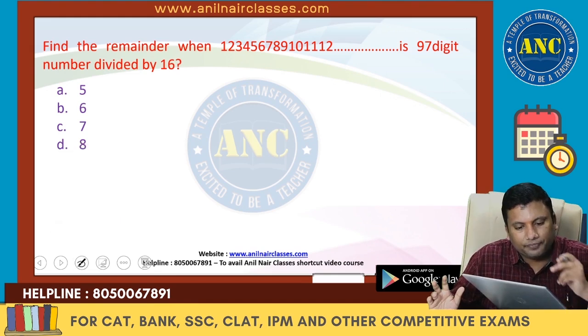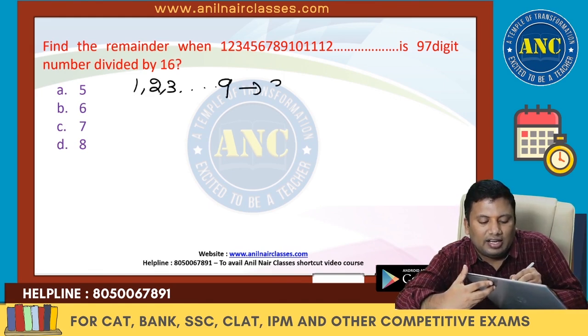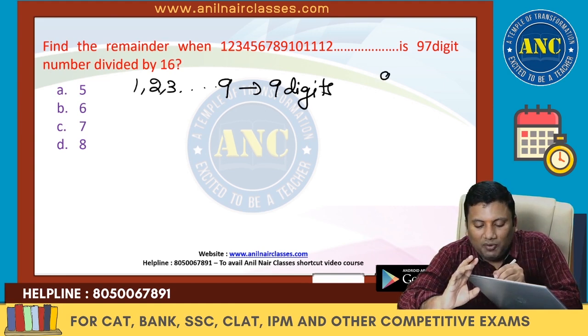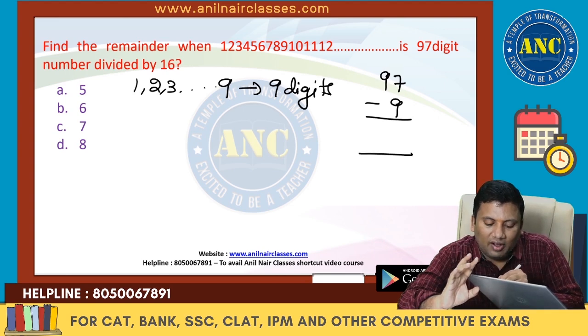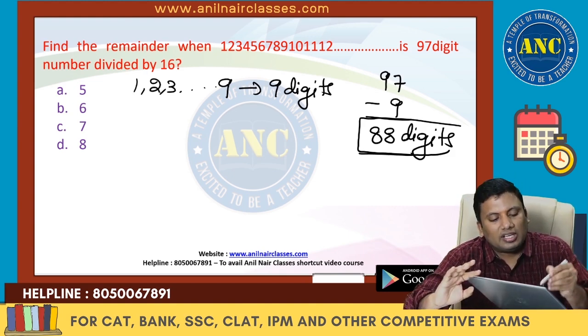Next one. Suppose 1, 2, 3 and so on up to 9. These are single digits. So total 9 digits, I already wrote. I want 97 digits, out of which 9 digits I already wrote. How many more digits I need to write? 88 more digits I need to write.